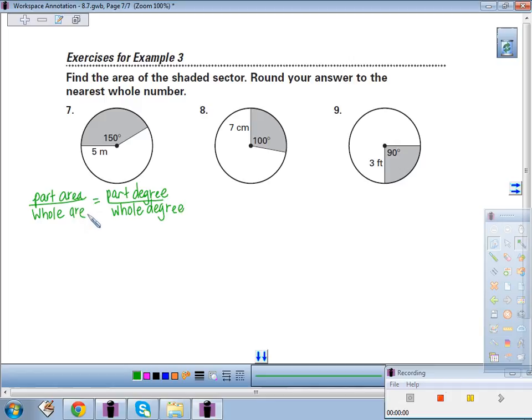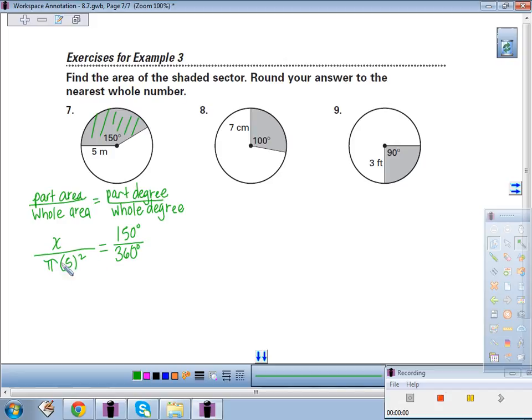Now, from here, I need to get the area of the whole circle. So I don't know the part area, this sector area. I don't know this portion of the circle, so I'll put an X there. I know the whole area would be pi times the radius squared. The part degree, the sector degree, is 150 degrees, not quite 1/2. The whole, the number of degrees in a circle, is 360, and then we would cross multiply.